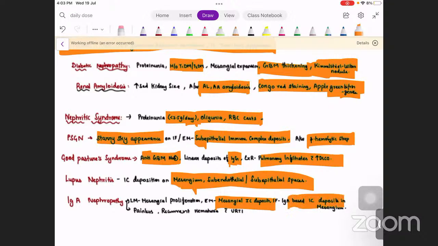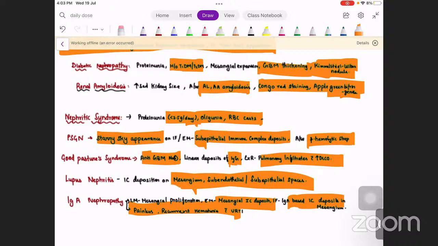Painless recurrent hematuria with URTI. Light microscope shows mesangial proliferation. EM shows mesangial immune complex deposits, which is IgA mediated. And apart from that, you have recurrent hematuria with upper respiratory tract infection.